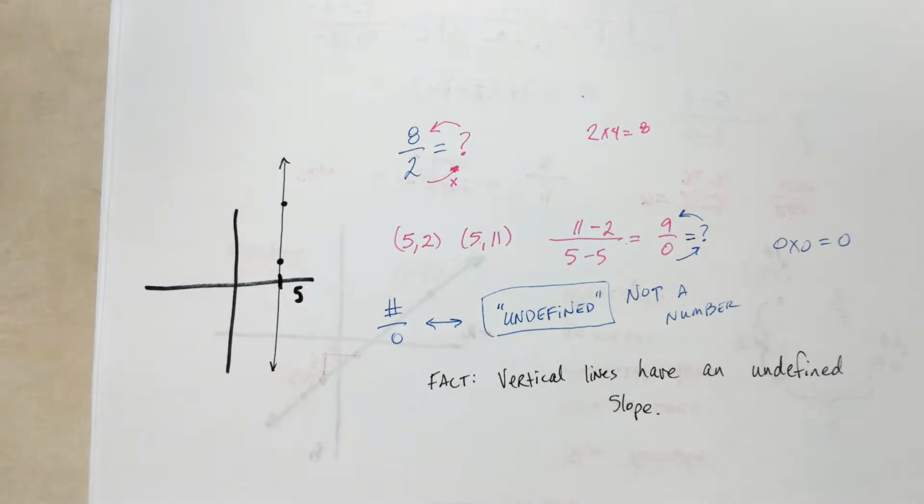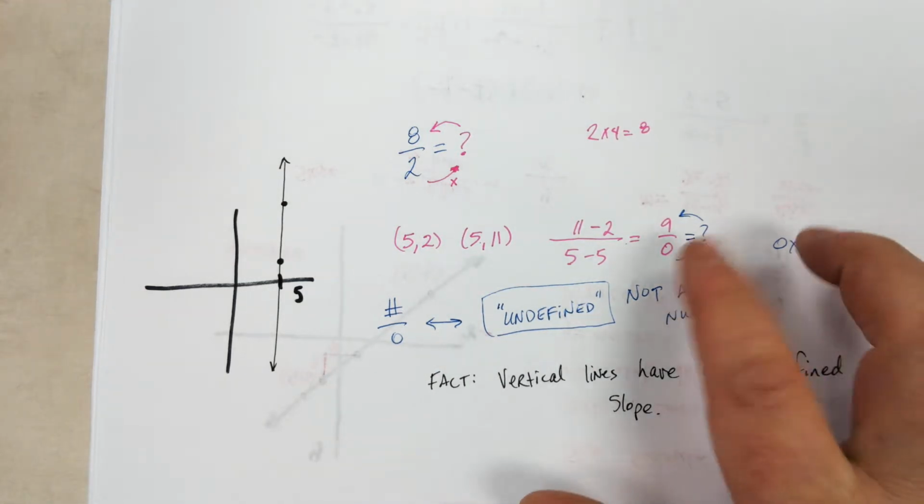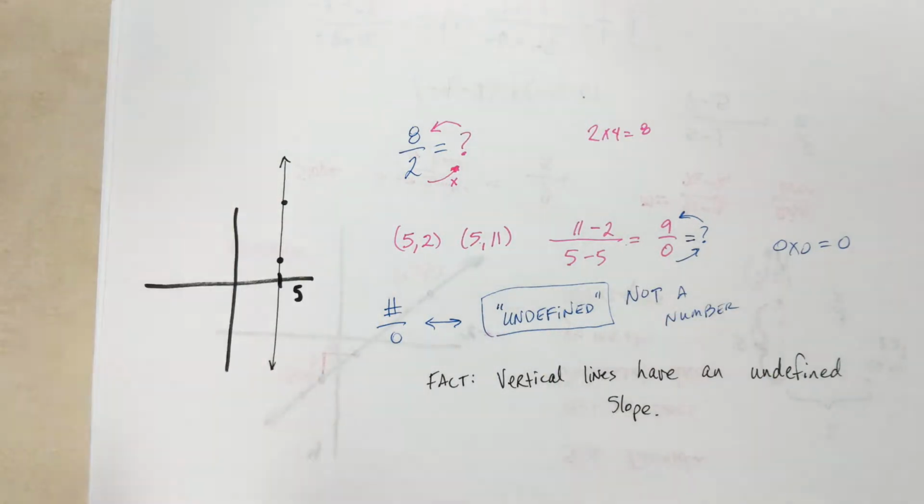Because what's the slope, right? It's undefined because it goes straight up and down. The rise is whatever you want, but the run is always 0 because it doesn't go anywhere. It doesn't go left or right. There is no run. It's 0 because it doesn't go sideways. It just goes up and down.